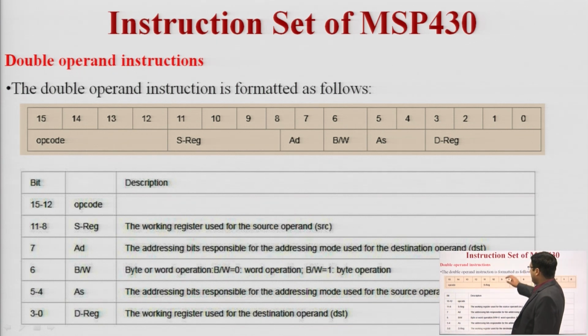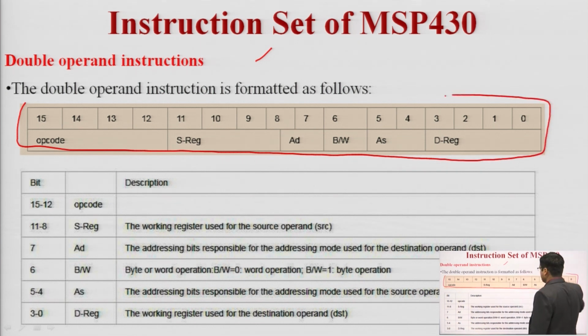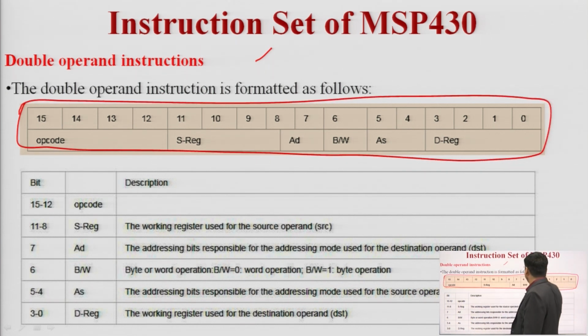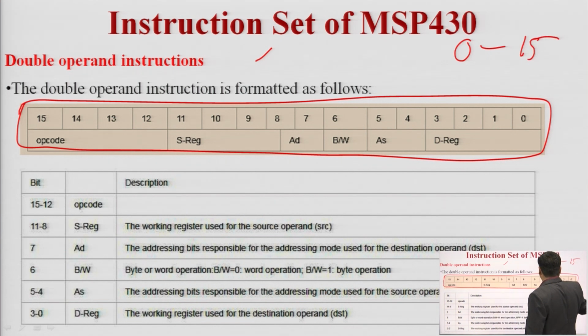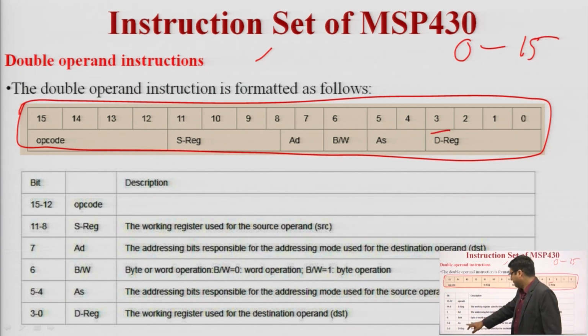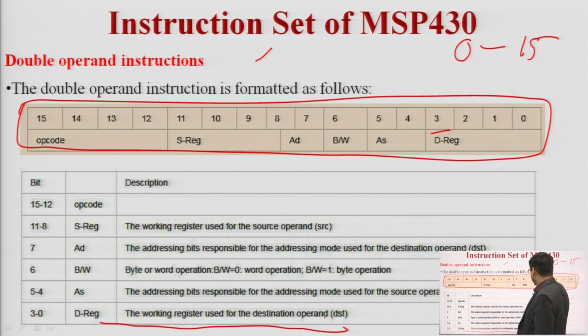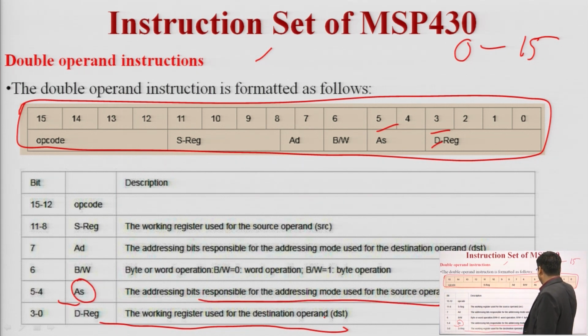So, double operand instructions, this is the representation of the double operand instruction. The size of the double operand instruction varies from 0 to 15. From 0 to 3 it has the D working registers value for the destination operand. D means the destination. Bits 4 and 5 are dedicated to the addressing bits responsible for the addressing mode used for the source operand. So, for the source operand, 2 bits are dedicated. Bit 6 has a value of 1 or 0. So, 1 represents word access, 0 represents byte access, okay.